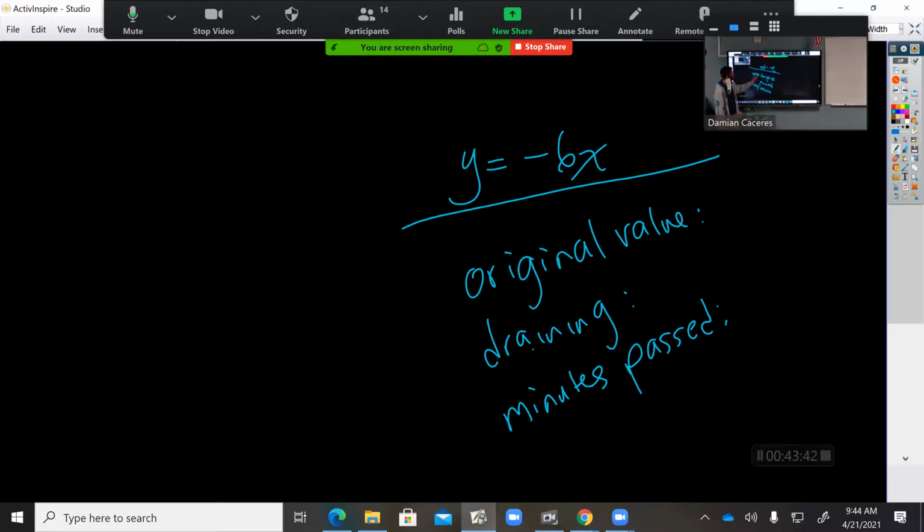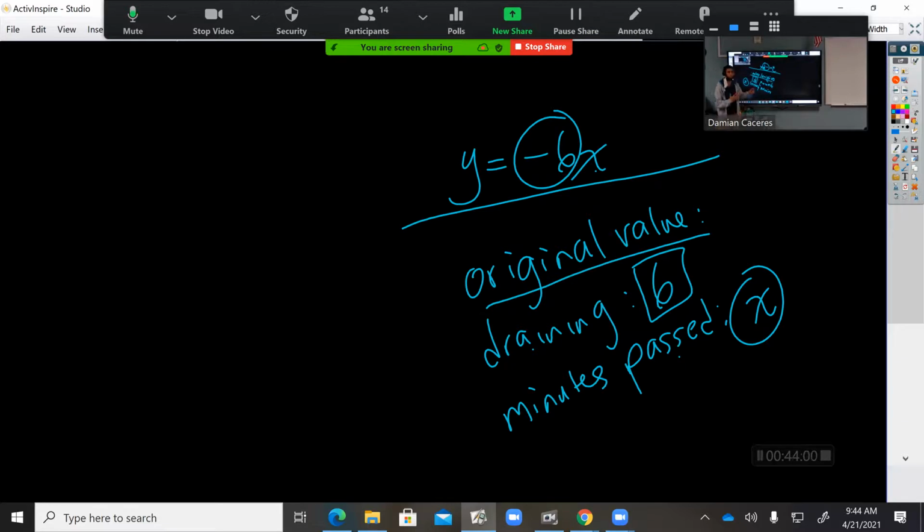Draining. What represents the draining amount? 6. Minutes passed. What's represented by minutes? X. Little hint, X is always time. Right? In these word problems, X is always time. Now, original value is the only one that we're not seeing here. Original value is the constant. If you don't see a number, that means your starting point is what? 0.